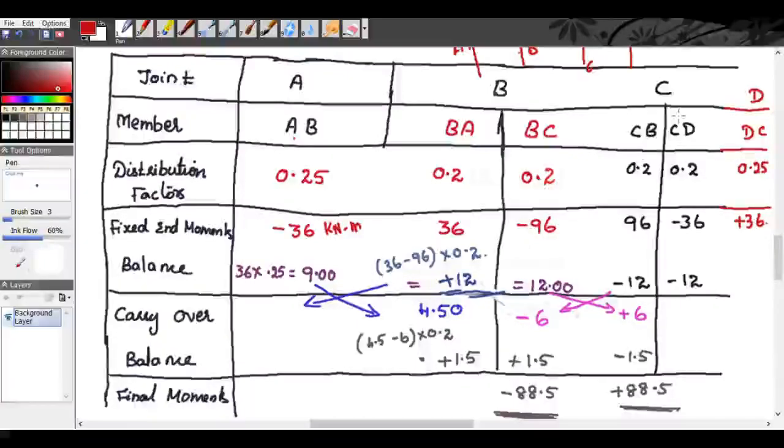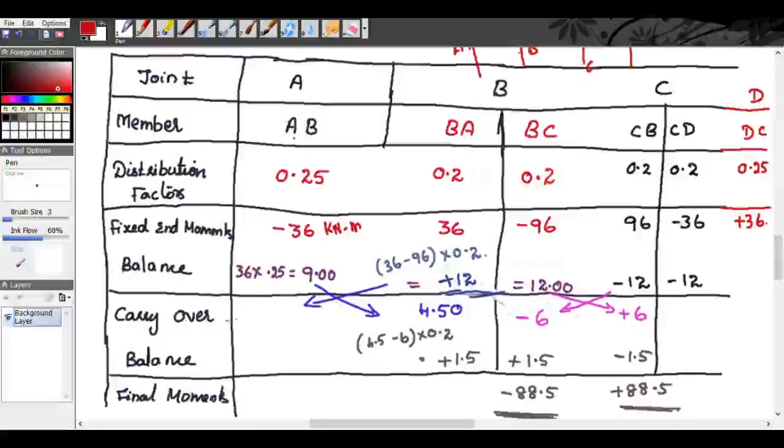At the joint C, 96 minus 36. So it is plus 60 into 0.2, we get plus 12. So for balancing, we will take the opposite sign. So it is minus 12. So minus 12, minus 12. Next is the carryover, right? So see, 2 times we have to do the balance. With that, our iteration will be stopped.